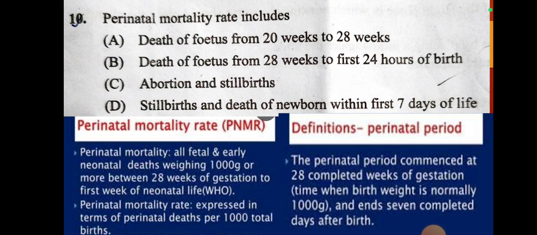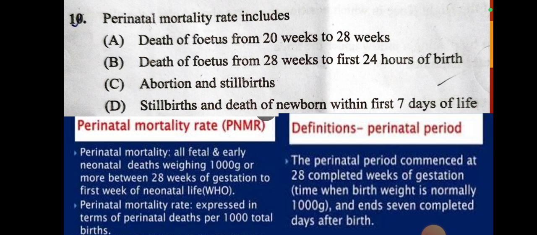What is the definition of perinatal period? The perinatal period commences at 28 completed weeks of gestation, a time when birth weight is normally 1000 gram, and ends 7 completed days after birth. What is perinatal mortality? All fetal and early neonatal deaths weighing 1000 gram and more, between 28 weeks of gestation to first week of neonatal life, according to WHO.